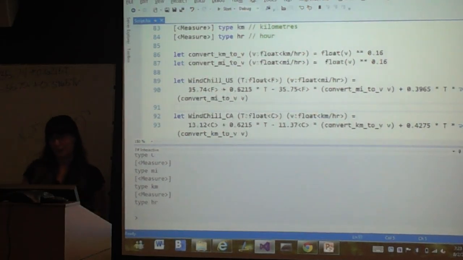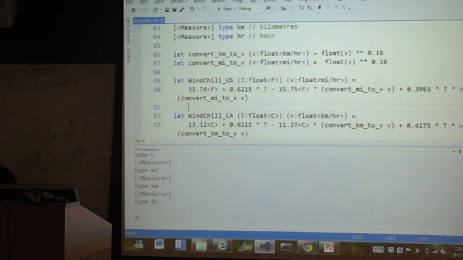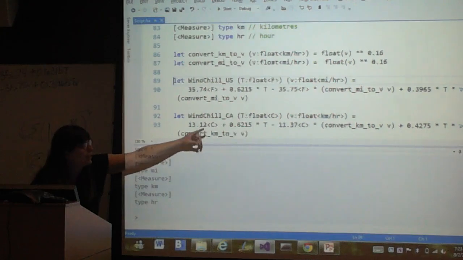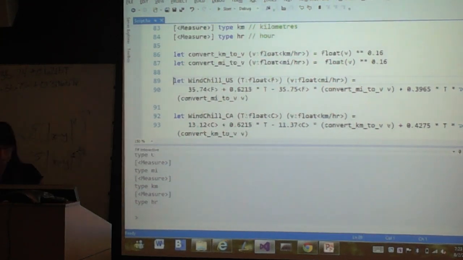But I also had to make the formula work. And it's still validating that I have these miles and kilometers in here. So basically I declare all these types, and when I declare the types here, I say float of type Celsius and float of kilometers per hour. And then for each, this is just a number, 35.74, but I declare it with the F there so that it knows it's Fahrenheit.